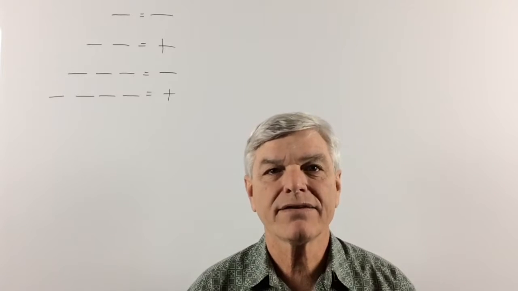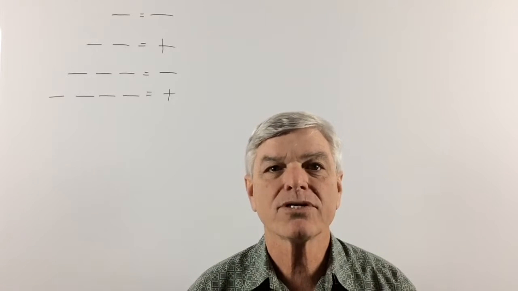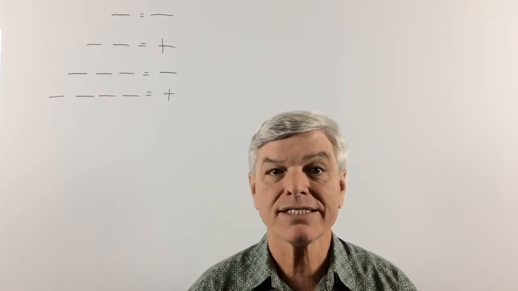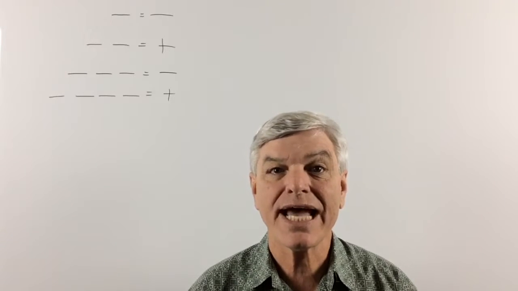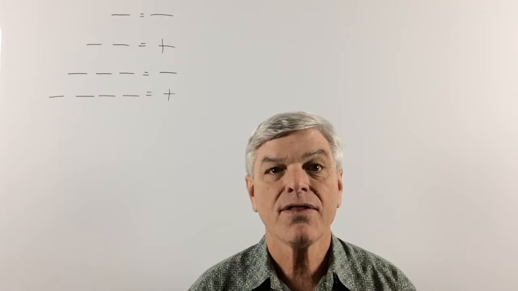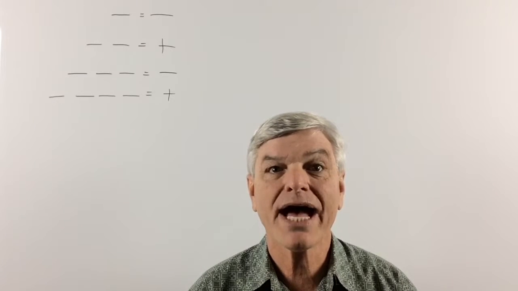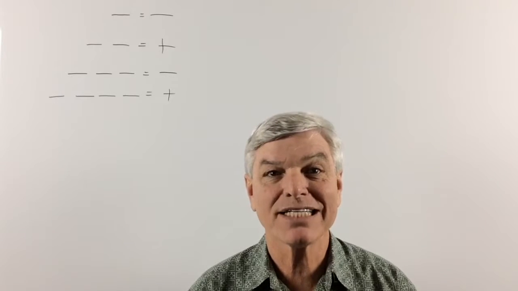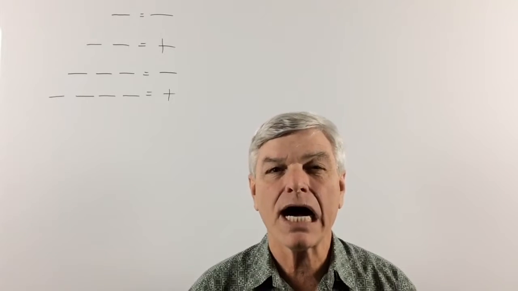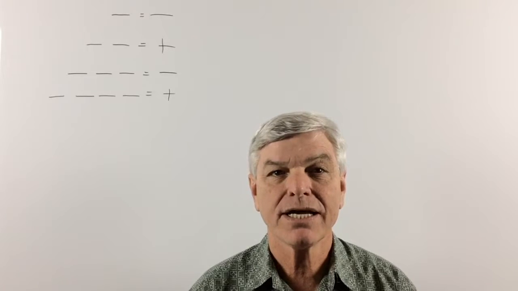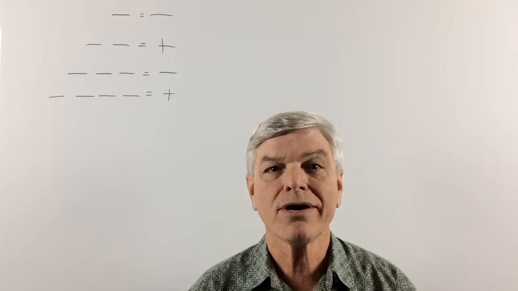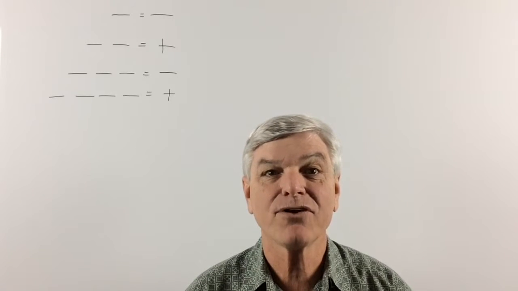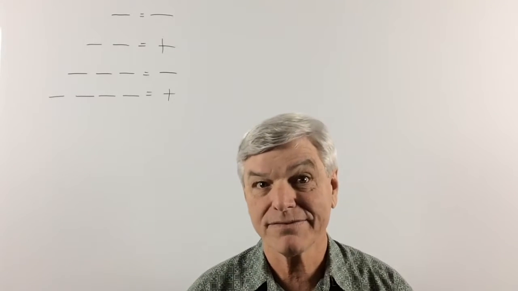If you have one negative sign in front of a number, the number is negative. If you have two negative signs in front of a number, the number is positive. If you have 3 negative signs in front of a number, the number is negative. If you have 4 negative signs in front of a number, the number is positive. In other words, if you have an odd number of negative signs in front of your number, it is negative. If you have an even number of negative signs in front of your number, the number is positive.